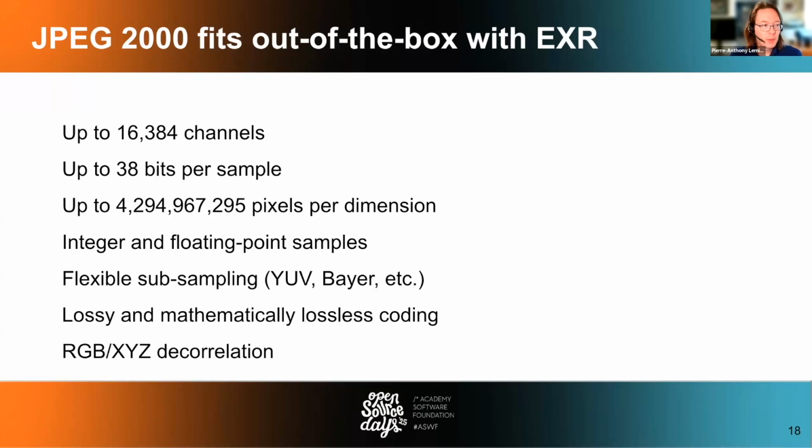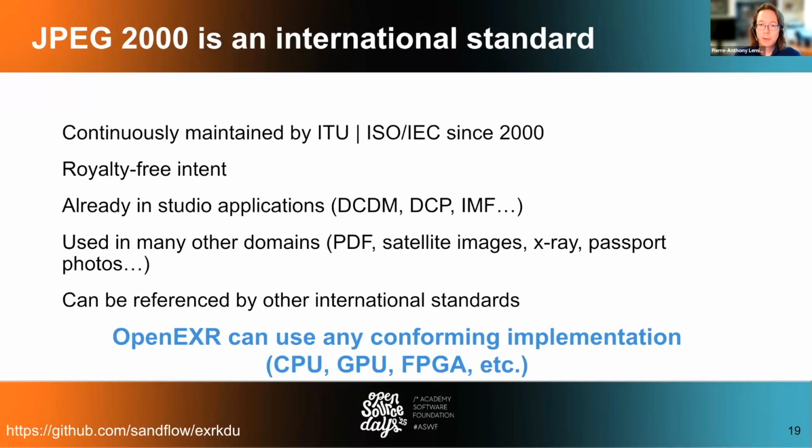So there's a good fit for JPEG 2000 in EXR. Going to the next slide. Something else that's come up as well is that JPEG 2000 is an international standard. It's been continuously maintained. The intent has been royalty-free since the beginning. It's already in use in studio applications. It's used across the industry. You might not know, but it's required in PDF. It's used throughout the satellite image industry, passport applications, medical applications, archival, for instance Stanford archives its images of maps using JPEG 2000.